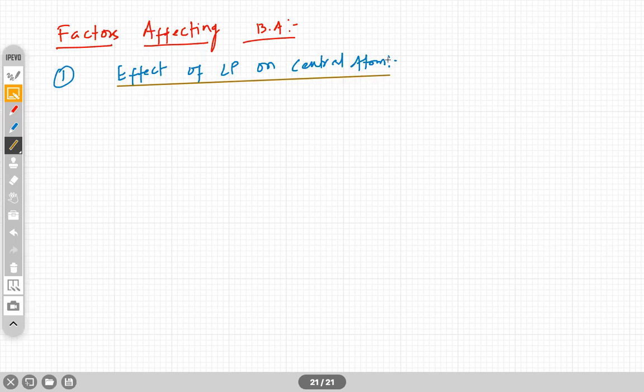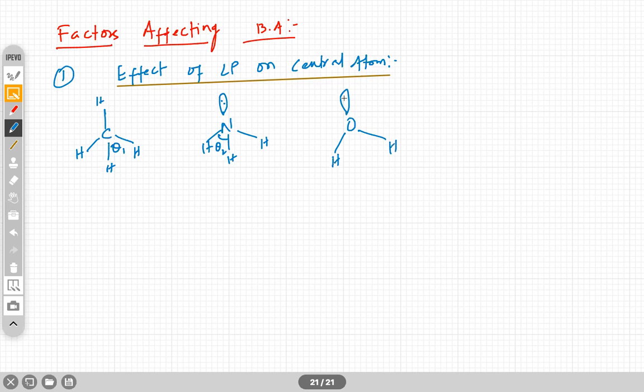Write down: as the number of lone pair electrons on the central atom increases, bond angle decreases. The best example we have: theta 1, theta 2 and oxygen theta 3. So theta 1 is maximum, then theta 2 and then theta 3. As the number of lone pairs on the central atom increases, bond angle decreases.